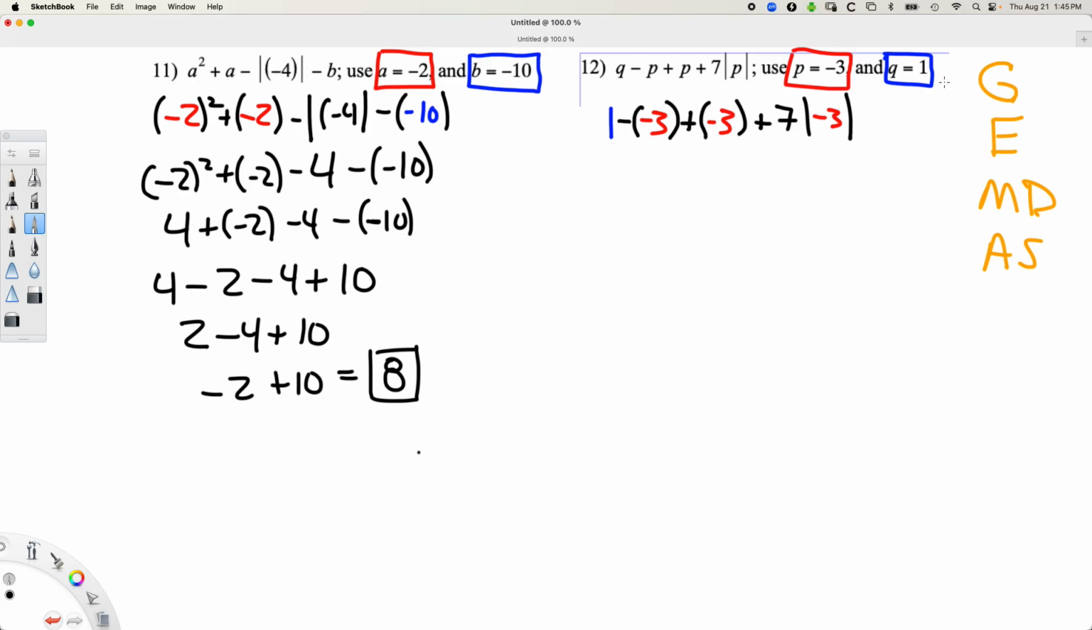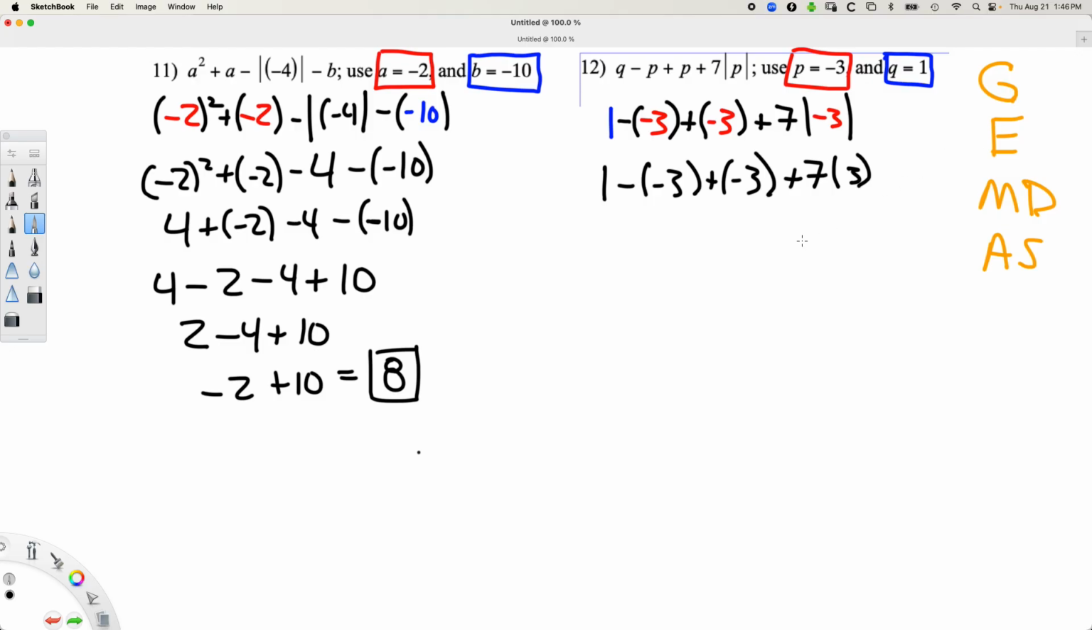Okay, and we look for our order of operations. So G, do we have any grouping? And the answer is yes, we do, right here. So I'm going to do that first. 1 minus negative 3 plus negative 3 plus 7 times, what is the absolute value of negative 3? It's just 3. Do I have any exponents?